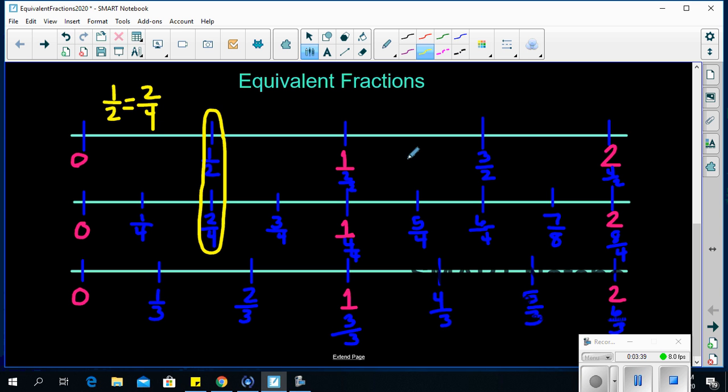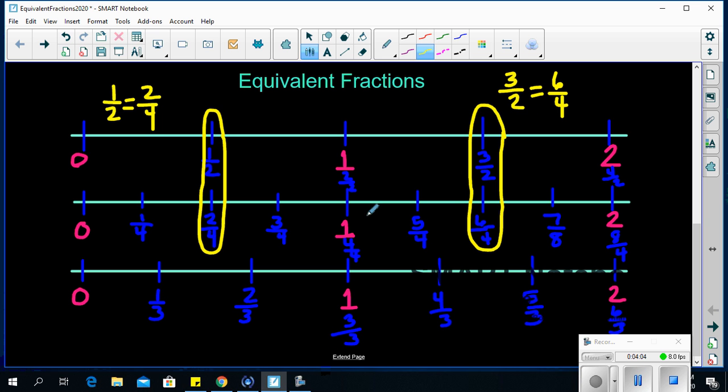Looking at other places, 3/2 is equivalent to 6/4. Now, I know that these are improper fractions, which means that I have more than one. So this is really 1 1/2, and this is 1 2/4. Okay, so these are equivalent fractions.